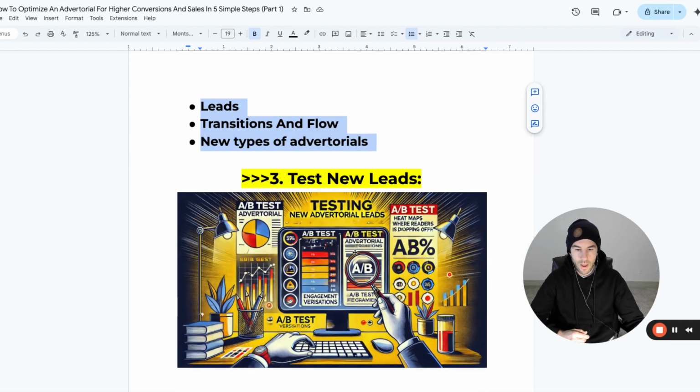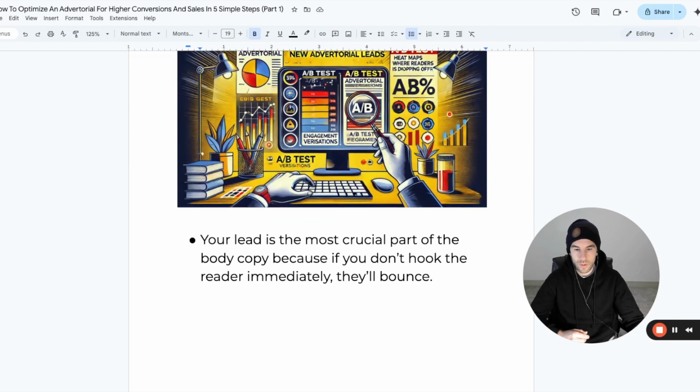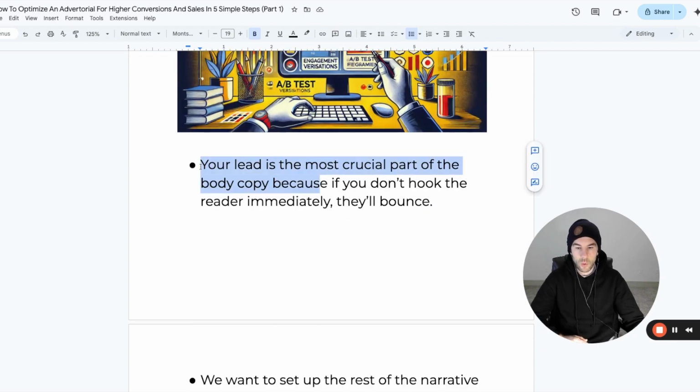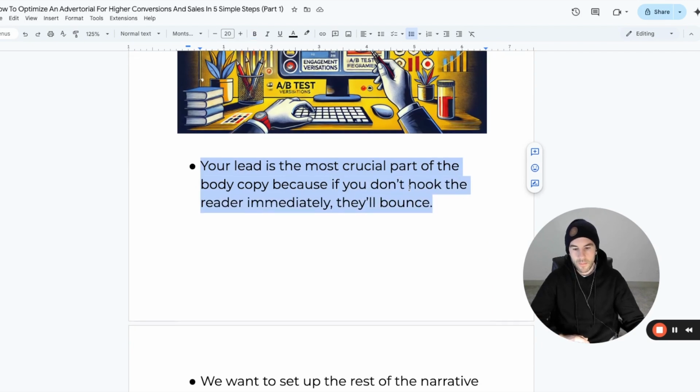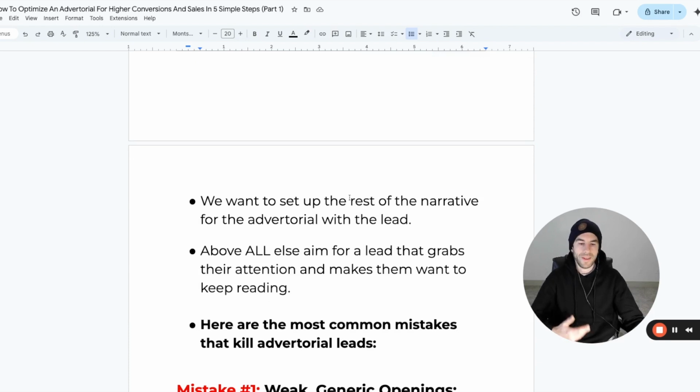So let's go ahead and dive into testing new leads. Now, your lead is the most crucial part of your body copy because if you don't hook the reader immediately, they're going to bounce. The lead is really our way to set up the rest of the narrative for the advertorial. But above all else, the lead needs to grab their attention and make them want to keep reading. Because if you can't get them to do that, it doesn't matter how powerful of an advertorial you've written. If the lead doesn't grab them by the throat and drive an itch that they need to scratch by reading the rest of the advertorial, it doesn't matter because they're not going to read it because you can't get them past the lead.